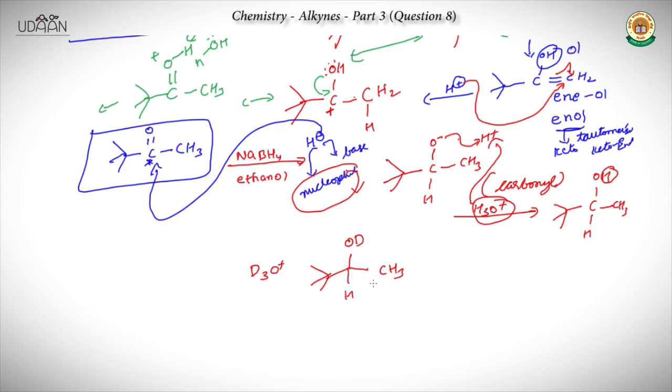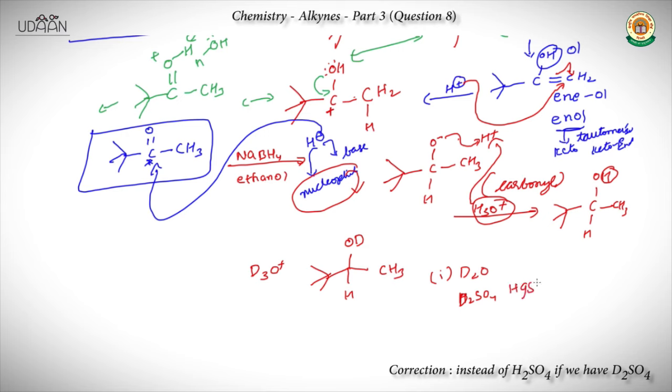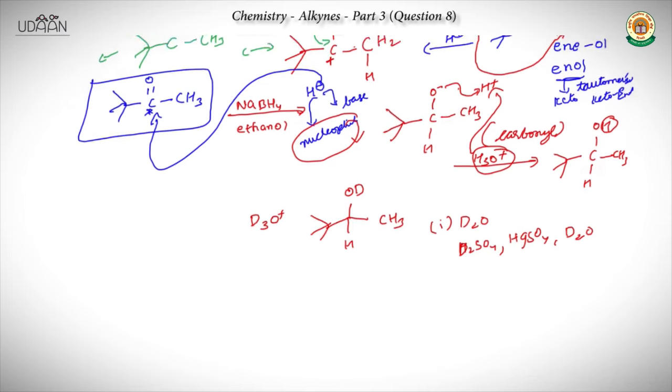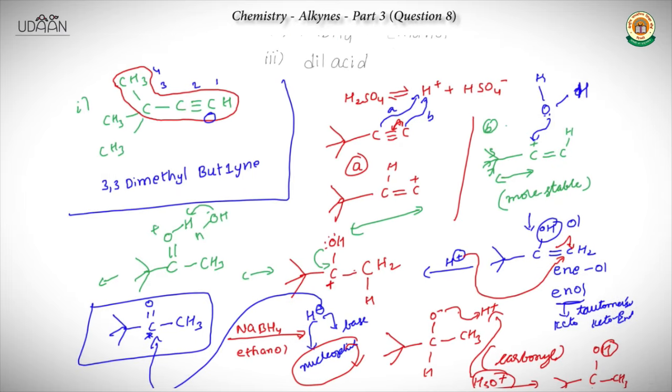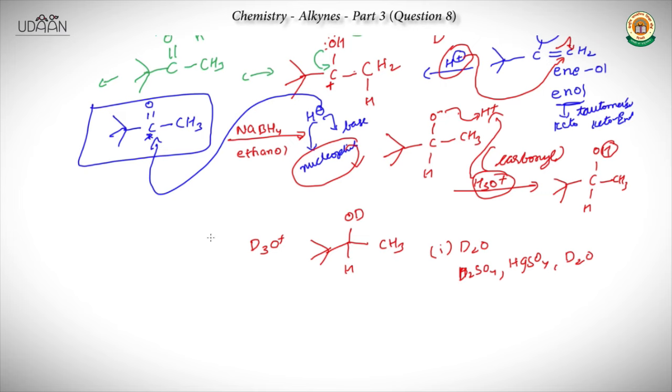But if you have D2O in the first reagent, that is, in the presence of H2SO4, if you have D2SO4 and HgSO4, and in the presence of D2O, it will tautomerize differently, because as you can see in the tautomerization here, there is no H plus and there is D plus. Now I have shown you the mechanism here. I want you to try out this one. What happens when D3O is present in the first medium reagent?